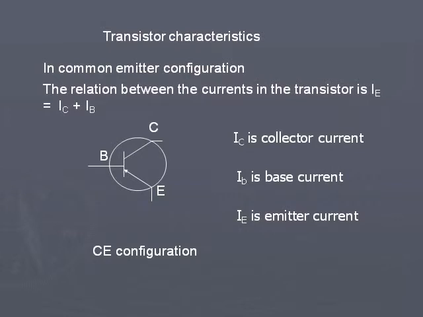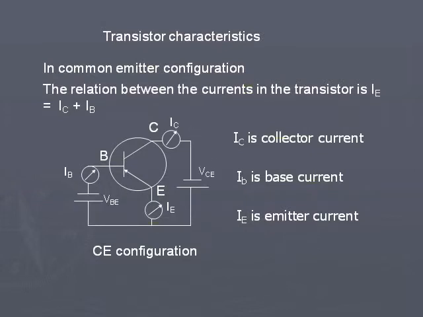Ammeters are included in the emitter circuit, base circuit and collector circuit. So the ammeter in the collector circuit reads IC, the ammeter in the base circuit measures IB, and the ammeter in the emitter circuit measures IE.